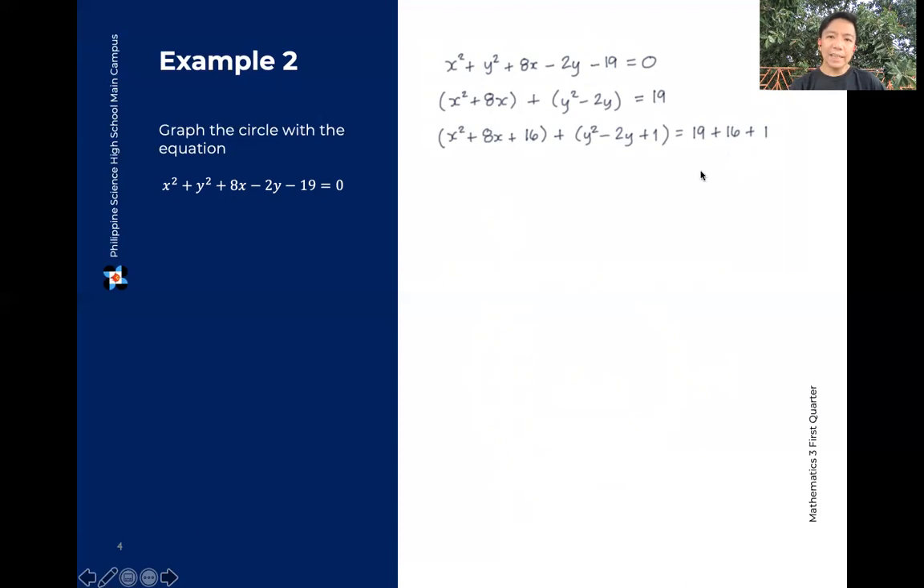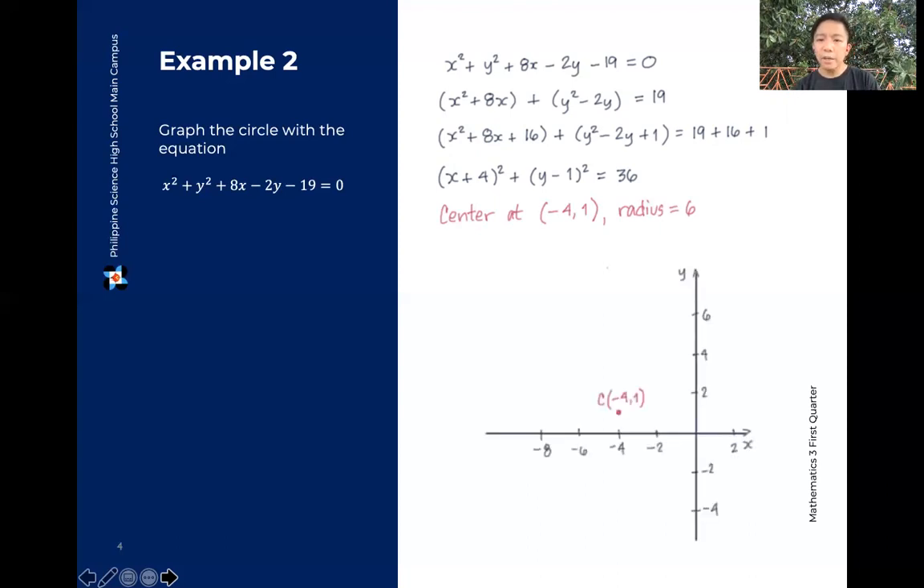Then, to keep things balanced, we need to add kung ano yung in-add natin dito. So, kailangan din natin magbigay ng 16 at ng 1 sa right side para ma-maintain yung equality nila. This is already factorable. This is also factorable. They are perfect square trinomials. So, we factor them and we just add everything here. And we have converted this into the standard form. And from the standard form, we know that the center is negative 4, positive 1. And the radius is the square root of 36, or 6.